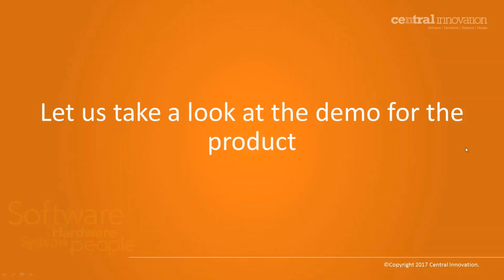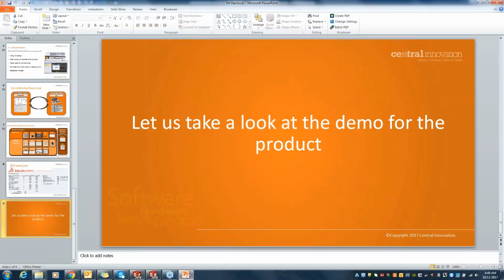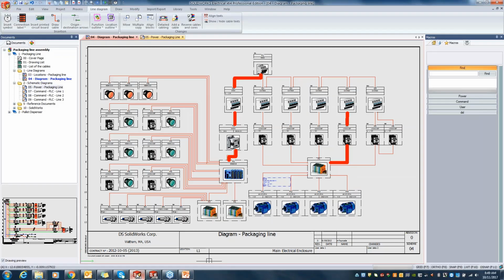Now let us take a look at the demo for the product. SolidWorks Electrical Schematic Professional. This is the standalone package that helps you do the 2D drawings and layouts. This is a typical line diagram drawing done in SolidWorks Electrical.